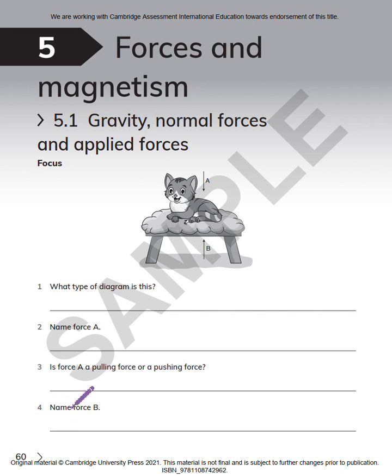Question 4. Name force B. Force B points up on the opposite side of gravity. So it is the normal force of the table. So force B is the normal force of the table, pushing against the gravity. Or it could be a chair, because that doesn't really look like a table.